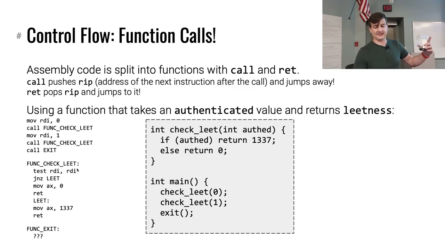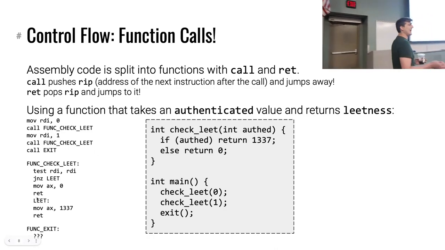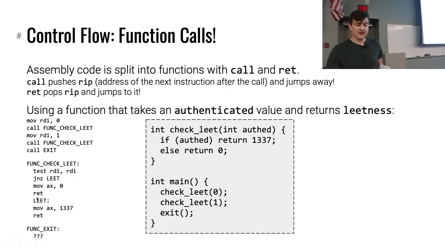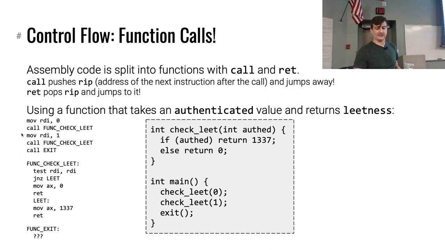So this starts executing, it tests RDI with RDI, then jumps if not zero. So what's RDI when we called it here? Zero. And is it not zero? No, because it is zero. So we will not jump. We'll move zero into AX and then return. So that's the return zero. So we jump back here. The return instruction says pop whatever's on the stack into RIP and start executing there. Well, the call put this memory address there, so we start executing right from here.